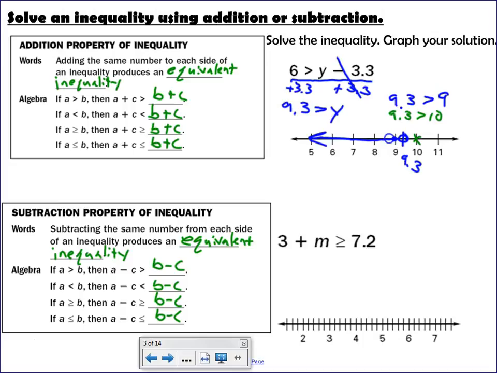Second example, 3 plus m is greater than or equal to 7.2. Solving for m, so I subtract 3 from both sides. m is greater than or equal to 4.2. So I know the values can be equal at 4.2. Here's 4.2. So choose a test point. Try 4. Okay. Is 4 greater than or equal to 4.2? No, it is not. So I can try with another value, with 5. Is 5 greater than or equal to 4.2? Yes, that is a solution. So I know all the solutions will be on that side of the line.